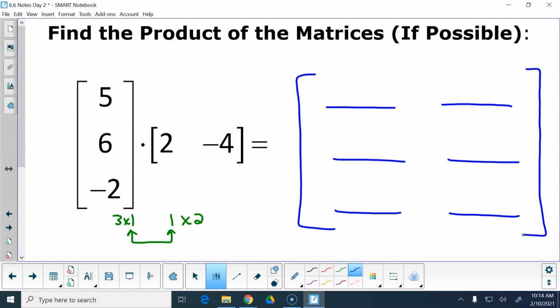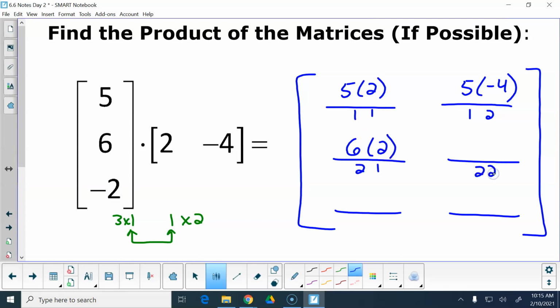So I'm going to draw myself a 3 by 2 matrix. Okay? So first row, first column would be 5 times 2, because that's first row, first column. First row, second column would be 5 times -4. Second row, first column, 6 times 2. Second row, second column, 6 times -4.